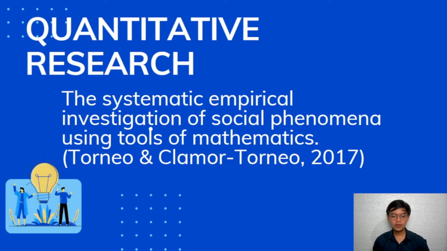So according to Torneo and Torneo 2017, quantitative research is the systematic empirical investigation of social phenomena using tools of mathematics. So this one sentence alone gives us a lot of information on what quantitative research is. So let's dissect it one by one. Quantitative research is a systematic process. It goes through a series of steps from your rationale to your research problem to your framework. Then we have your methodology, your presentation of data, and also your conclusions and recommendations. So it goes through a systematic process.